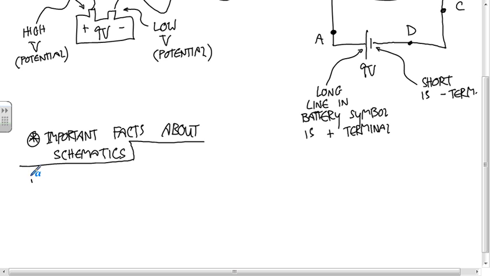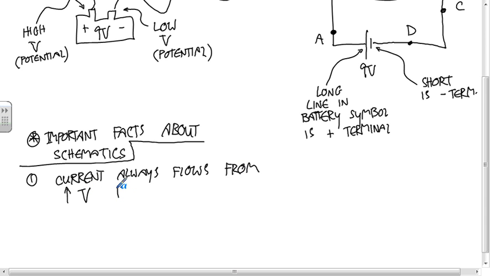First, current always flows from high potential to low potential. I guess that's the one I just gave a minute ago.